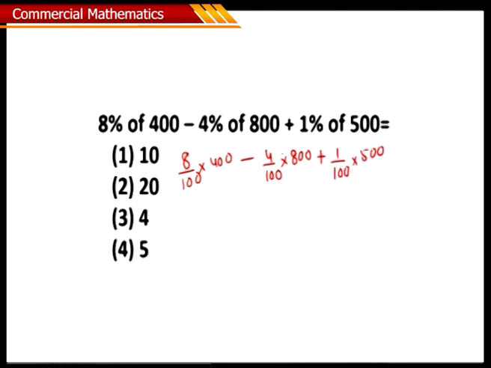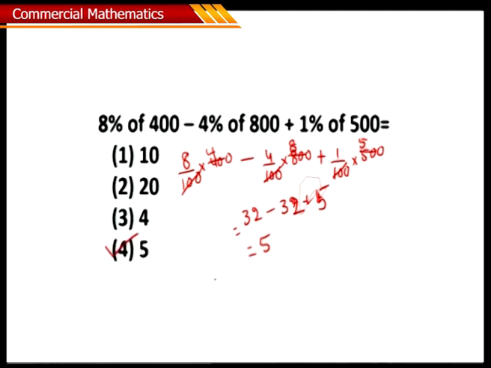Once you know the notations, it is a very easy problem. 100 divides 400 four times, 100 divides 800 eight times, and 100 divides 500 five times. So 8 fours are 32, minus 4 eights are 32, plus 5 ones are 5. So 32 minus 32 is 0, and 0 plus 5 is 5. So we can see that this is the required solution.